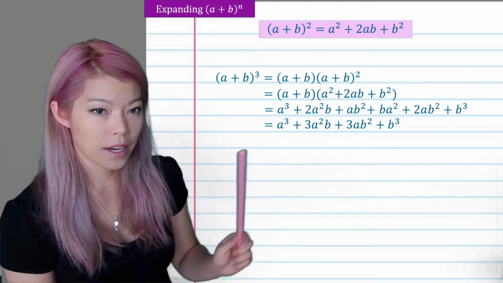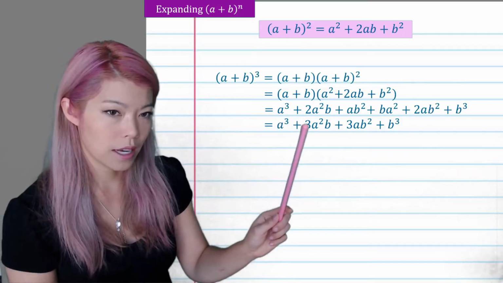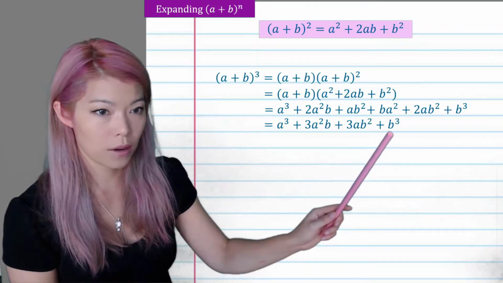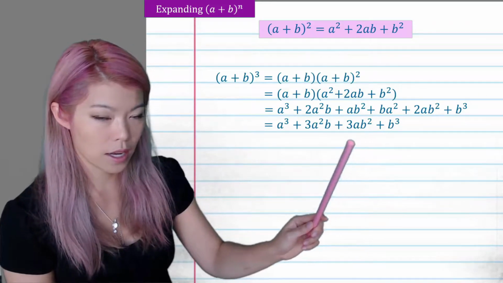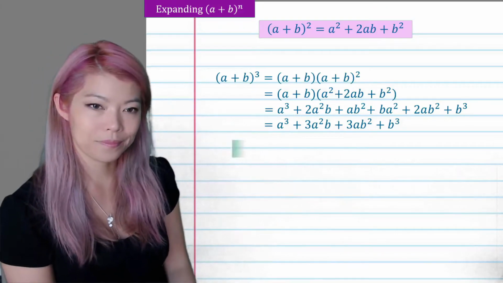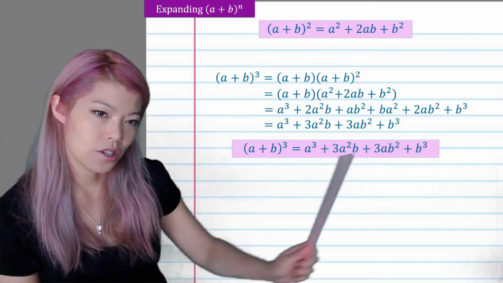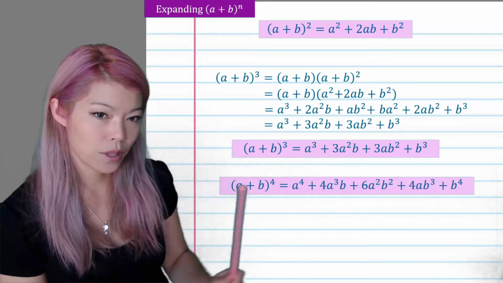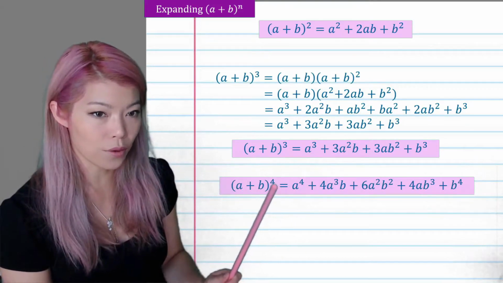Notice the way we're writing it out. So a³ and then a², 1a, no a. And the b is backwards: b³, b², 1b, no b. So here is a general formula. And here is the general formula for (a + b) to the power of 4.